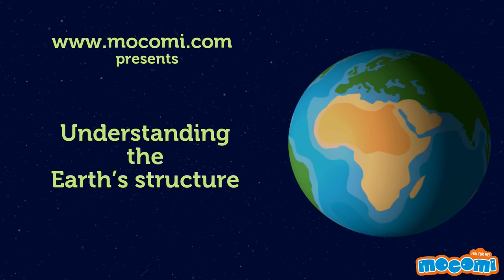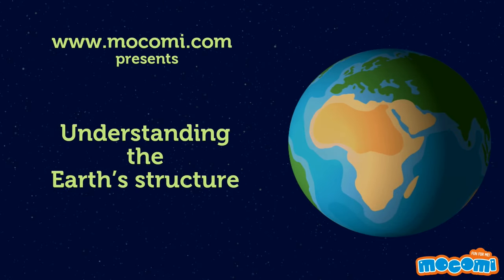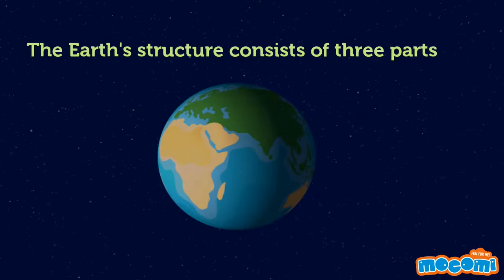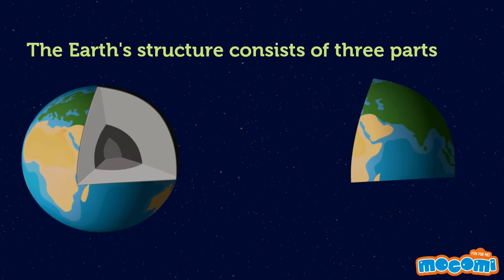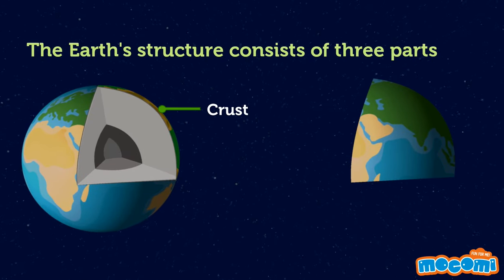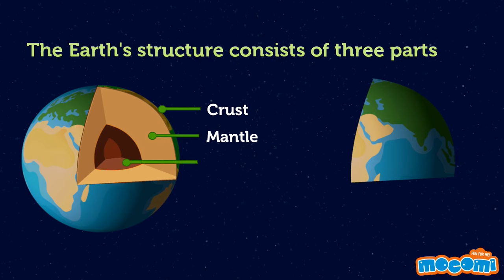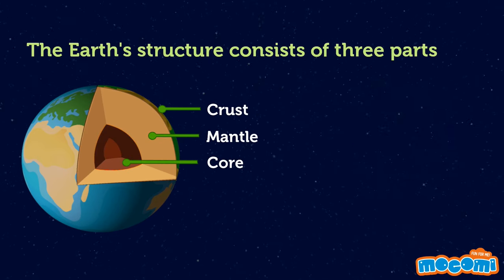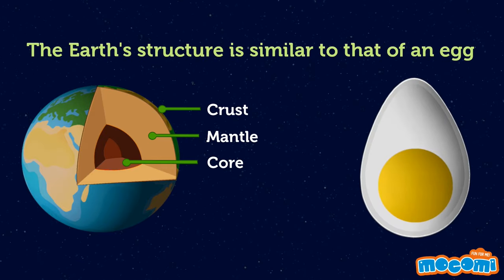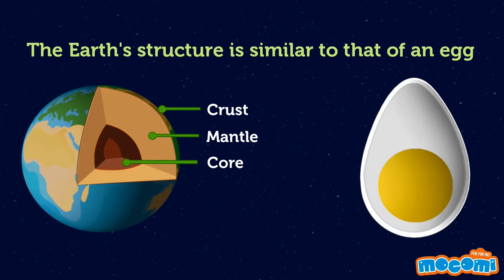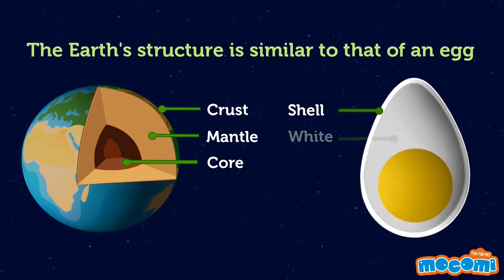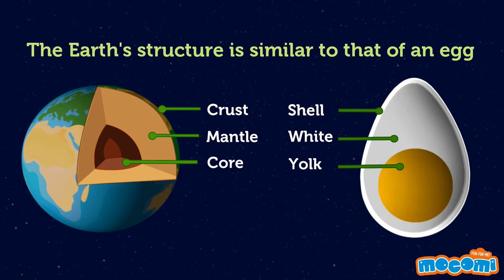Understanding the Earth's structure. The Earth's structure consists of three parts: the crust, the mantle, and the core. The structure is similar to that of an egg. Its crust is like the shell, its mantle is like the egg white, and the core is like the yolk.